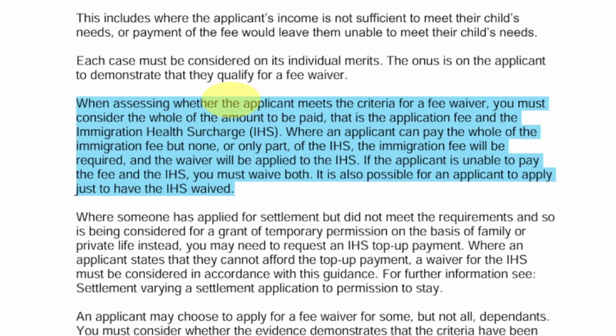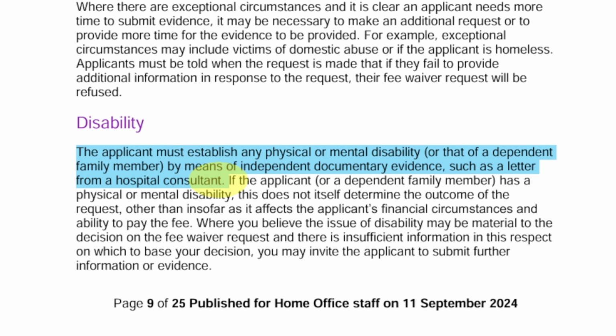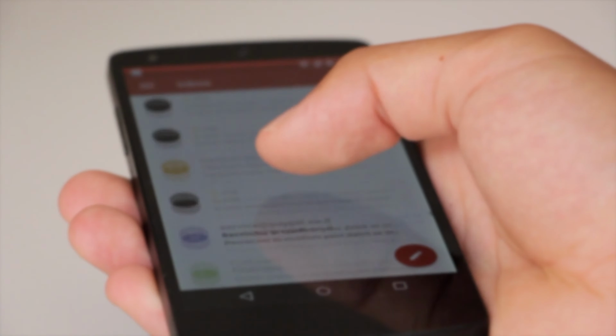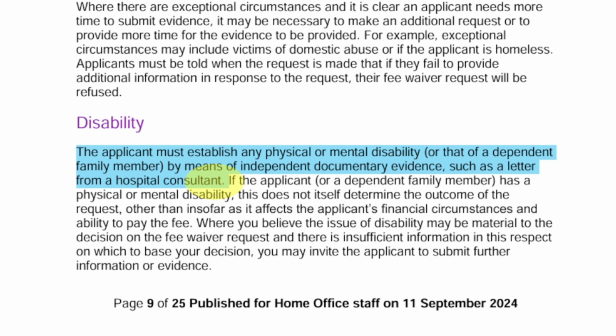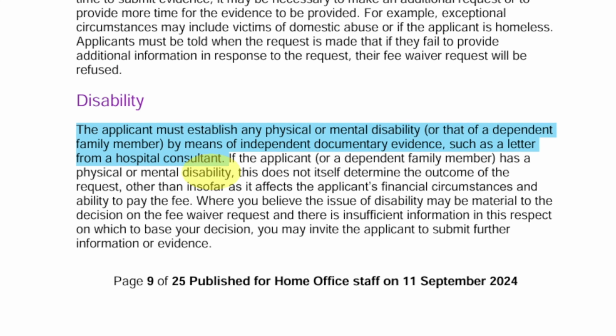Now, disability. This is another question normally people ask. The applicant must establish any physical or mental disability by means of independent documentary evidence, such as a letter from the hospital consultant. Recently, someone sent me an email saying that they are mentally disturbed and they wanted to apply for a fee waiver. Anything you say won't be considered. They need the evidence, and this is what the Home Office is saying to their caseworker to follow. So if you don't provide them a letter, it won't be considered.